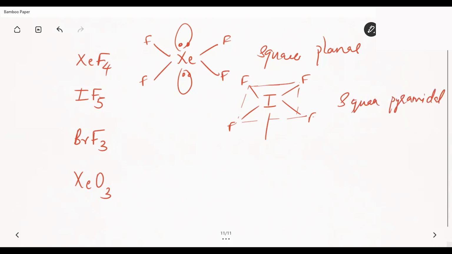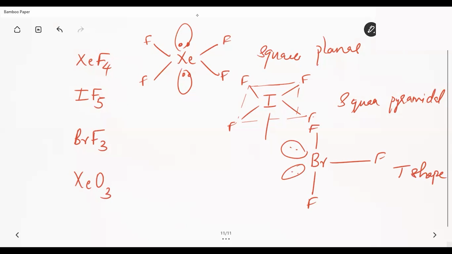And what is this? BrF3. Bromine has 7 electrons and it is bonded with 3 fluorine atoms forming bonds. How many lone pairs of electrons? 2 lone pairs like this. So what is its shape? It is T shape. Inside the match the following, everything is given and you have to just match. So I am explaining how to find it.